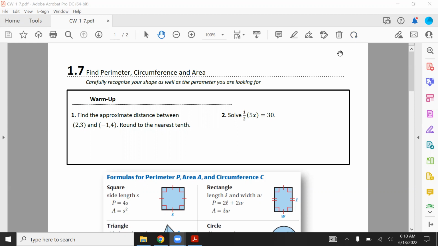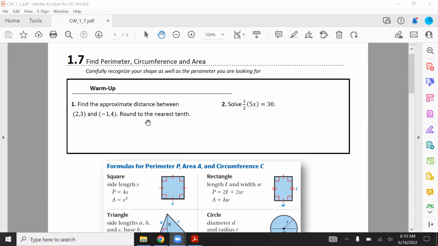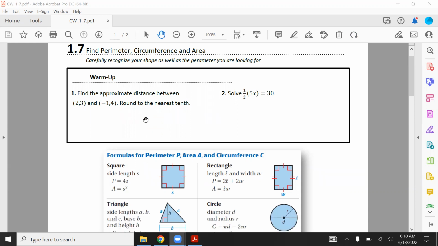Anyhow, let's get to this section here. It should be a very short video, no more than 8 to 10 minutes. So here we got a warm up. You're asked to find the approximate distance between 2 points and also solve an equation. Let's do the equation first. That's pretty easy. You have 1/2 times 5x equals 30.